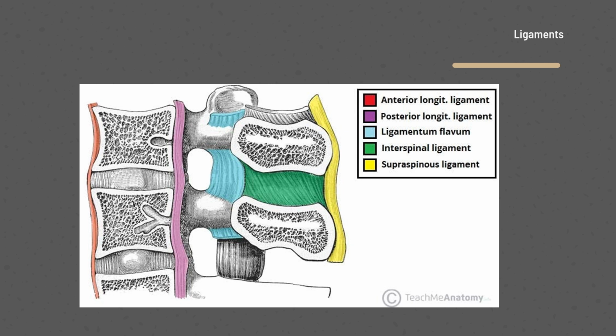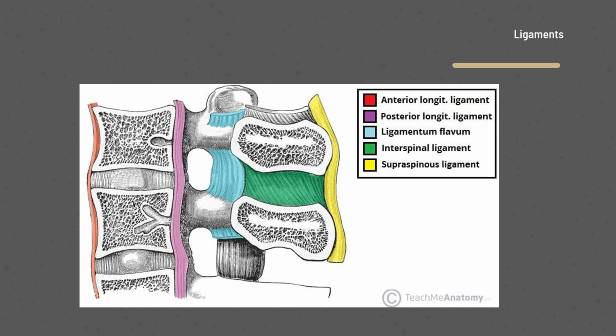The ligament associated with the arches is the ligamentum flavum, that essentially extends between each of the laminae. So it's in the light blue on the diagram, and it has high elastin content. So it essentially elongates during extension and shortens during flexion.